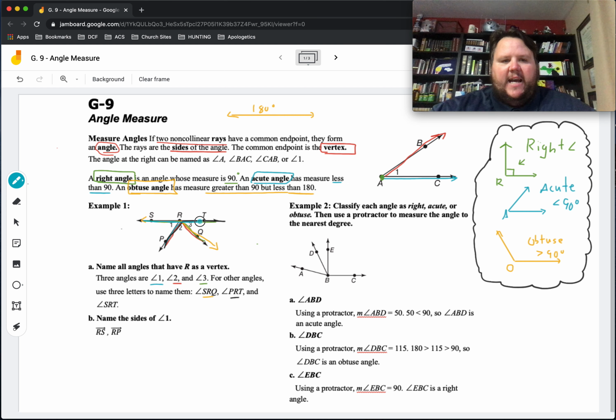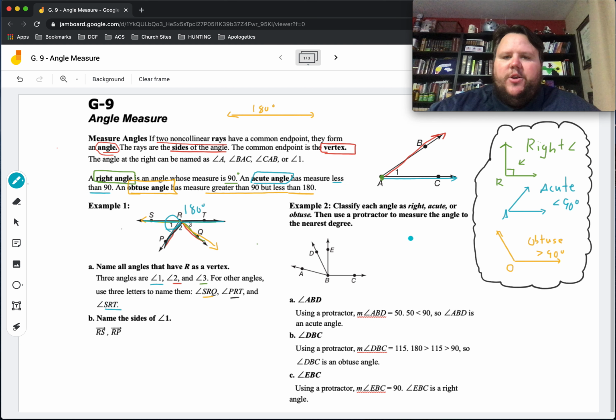It's interesting. SRT is a line, but a line is also considered an angle. It's just 180 degrees. So a line is 180 degrees, but it's still technically considered an angle here. All right, so name the sides of angle 1. So we would find angle 1. Angle 1 is right there in the middle. And so the sides would be RS and RP.